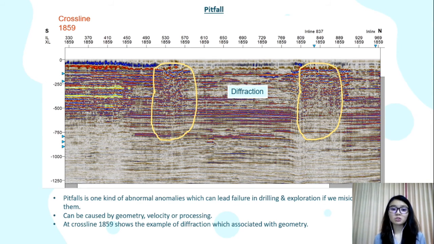Next, we have pitfalls. Pitfalls are one kind of abnormal anomaly which can lead to failure in drilling and exploration if we misidentify them. They can be caused by geometry, velocity, or processing. And here at crossline 1859, we can see an example of diffraction which is associated with geometry.